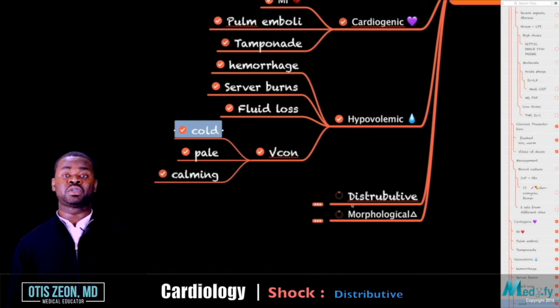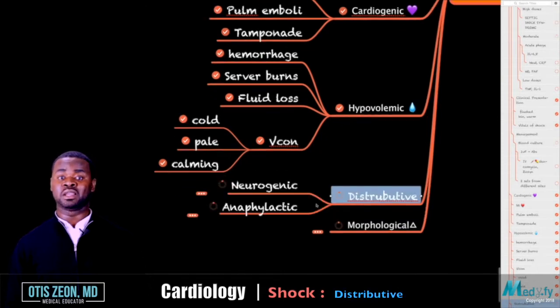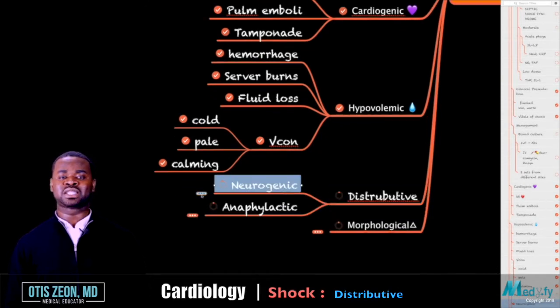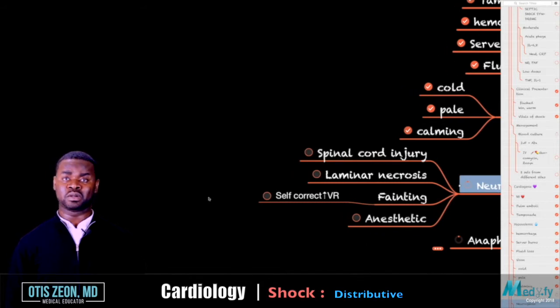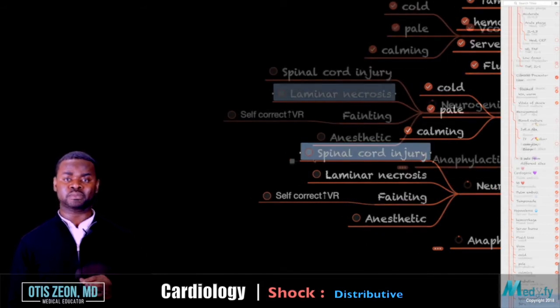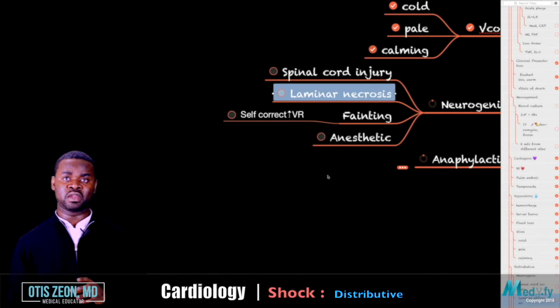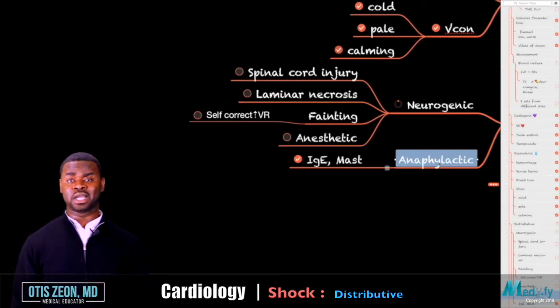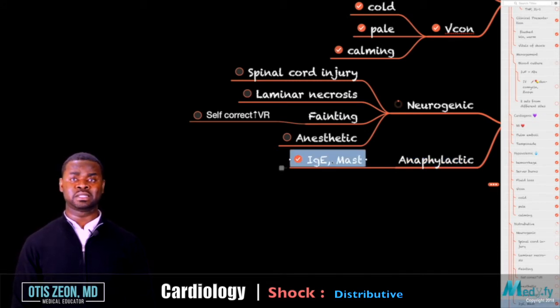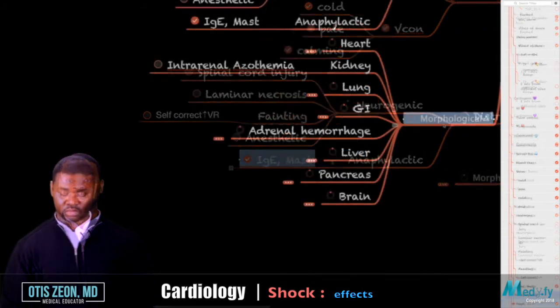Then you have distributive shock, which essentially has to do with anaphylactic shock and neurogenic shock. Neurogenic shock, just simply think something is affecting the spinal cord. So spinal cord injury, a person dropped from 20 feet from the stairs or something, they may precipitate neurogenic shock. Anaphylactic shock has to do with mast cell degranulation. This is a phenomenon that has to do with IgE and the person getting something in their body that they're allergic to, a bee sting or something like that, may lead to anaphylactic shock.